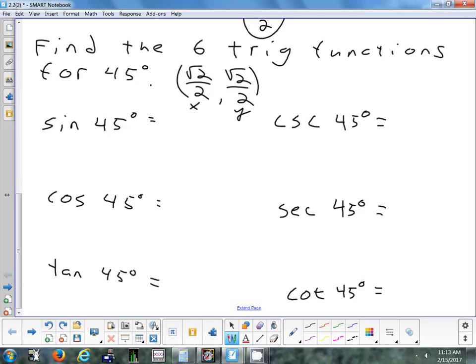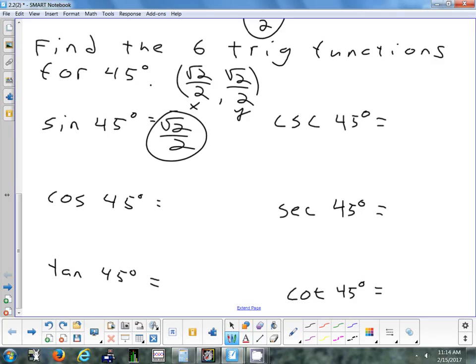First thing, make sure you know which coordinate is x and which one is y. Okay, and then we'll start with sine. Okay, what's the definition of sine? What letter is that equal to? Gabe? Y. Yeah, that's the y value. Okay. Kelsey, in this case, what's my y value? Yep, it's the square root of 2 over 2. And that's it. That's all you have to do to find the sine.